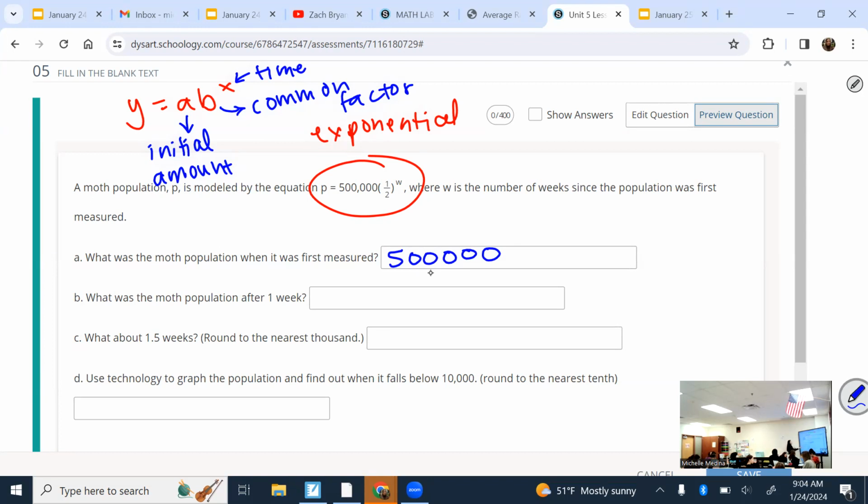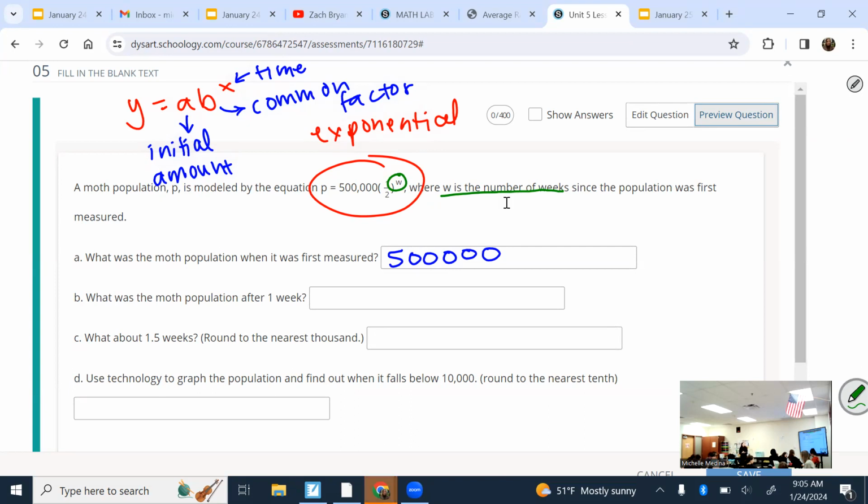Then it says, what was the moth population after 1 week? So I need to go back, reread what is the time being measured in? Because if it was measured in like days, and I wanted to know after 1 week, then my exponent would be 7. If my exponent was measured in a month and it wanted after a week, then my exponent would have to be 0.5. So read how they're defining the exponent. It stands for weeks. So then if I want to find it for after 1 week, what's my exponent going to be?